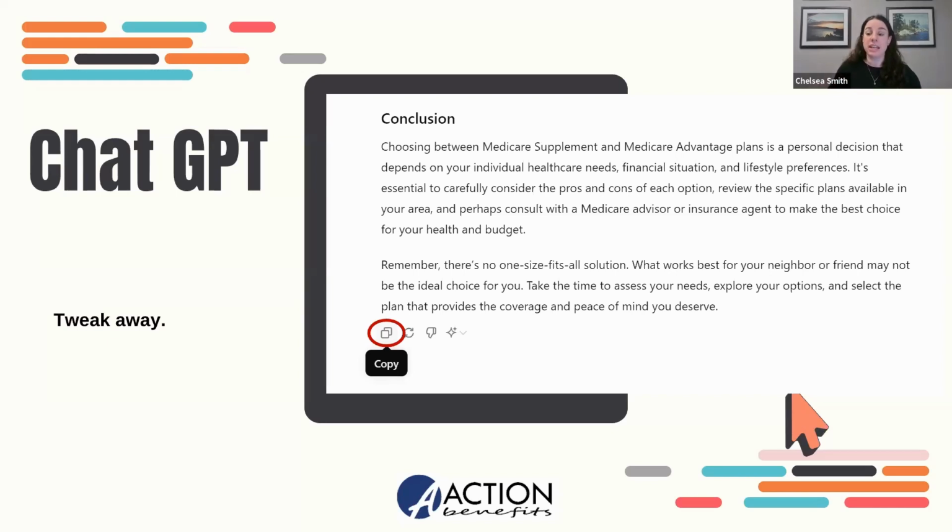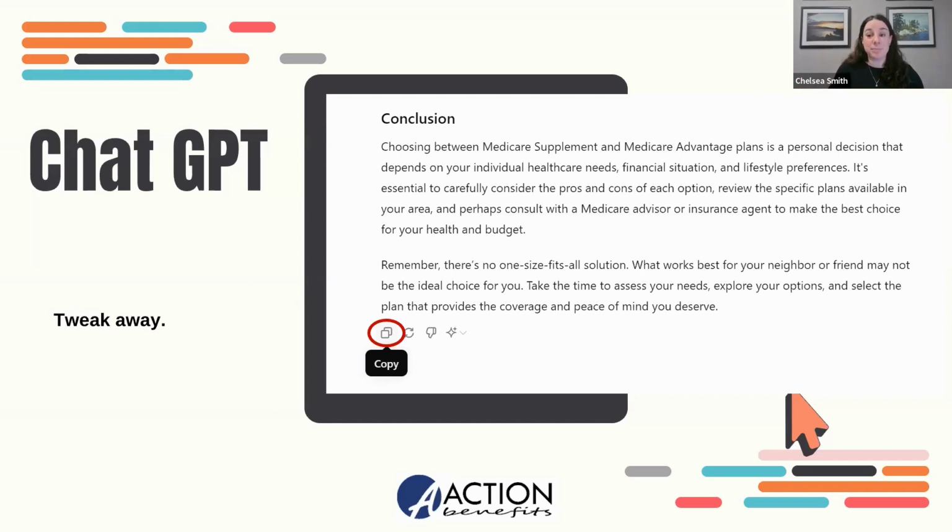If you want to give it more direction after, you can type in again and give it more direction. Maybe you could say, write this in a more informal tone, or write this and add more about med supplement, less about med advantage, whatever. You can tell it to do things and it will tweak it a little bit. Once you like what you see, you can click the copy button where I circled right there, and then paste it into a word processing program like Google Docs or Microsoft Word. You know what I'm talking about.